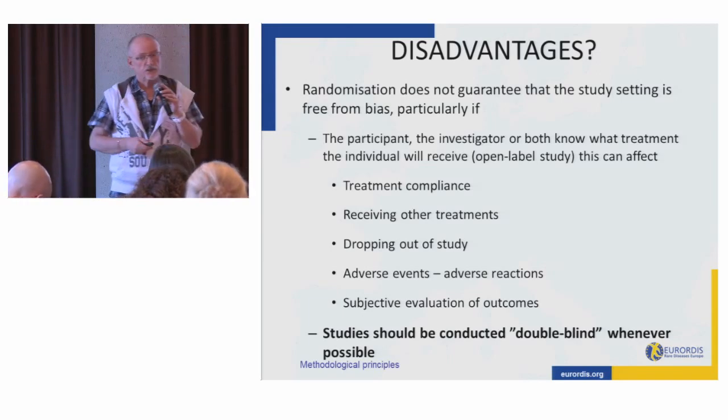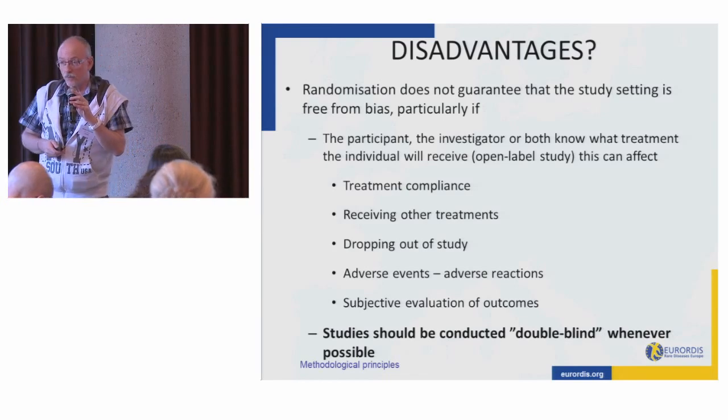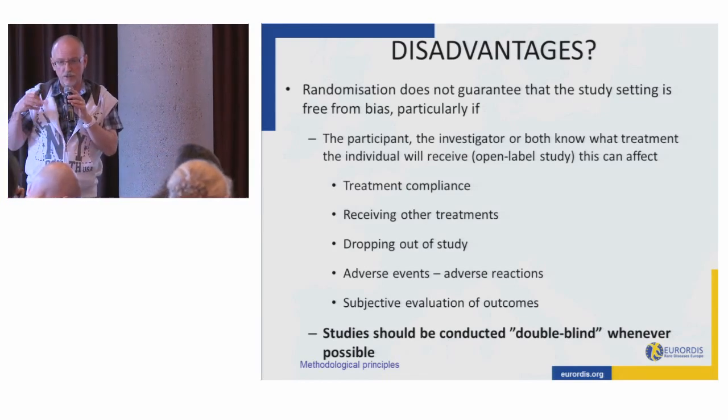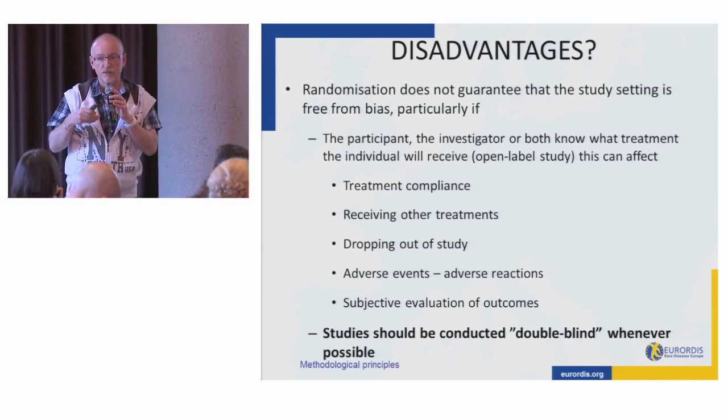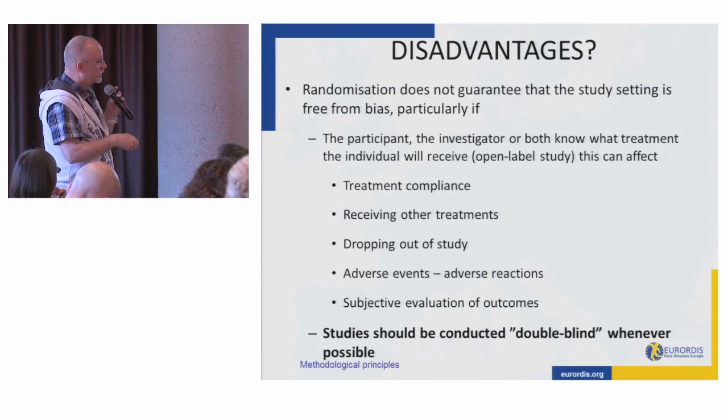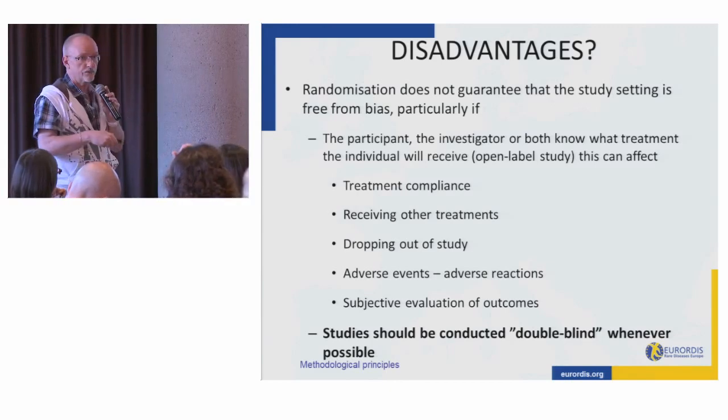So open label studies we want to avoid, but sometimes they are unavoidable. And there are ways to reduce the risk of bias even in those situations. I will return to these in a moment. But we want to do the studies under double-blind conditions whenever possible.